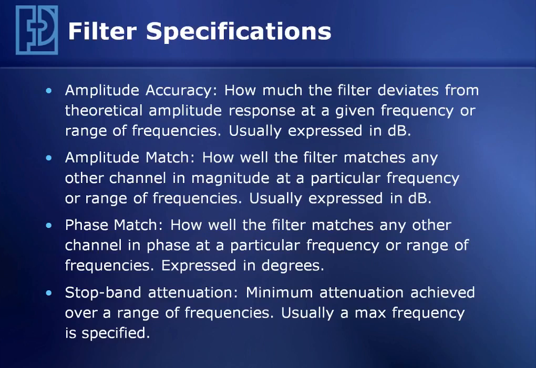Phase match says how well a particular filter matches any other filter in your data system. Again, this is important for cross correlation. It's also important for applications like underwater acoustics and beamforming, where you're trying to measure time of arrival of a signal. If the filters don't phase match, you'll have different times of arrival due to the mismatch in the filters.